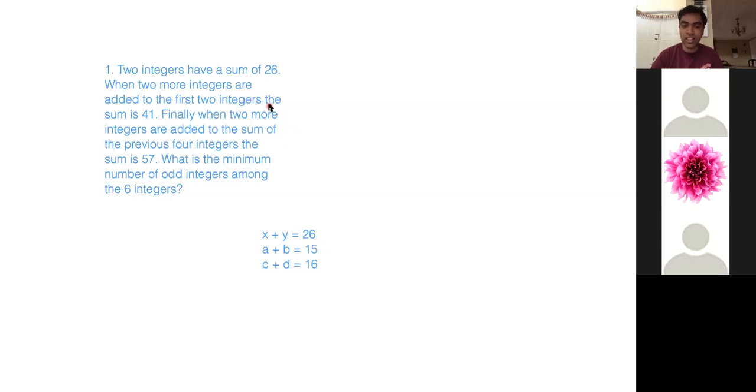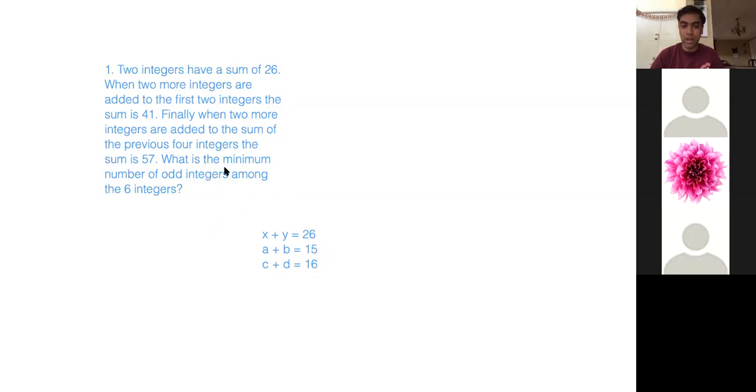So I think the key thing here is, even if you don't assign variables to each of them, you know that the first two add up to 26. The first four add up to 41. So the two new ones that were added add up to 15. And when you add all 6 of them, you have 57. So the last two add up to 57 minus 41, or 16. So you know 2 integers add up to 26, 2 integers add up to 15, and 2 integers add up to 16.